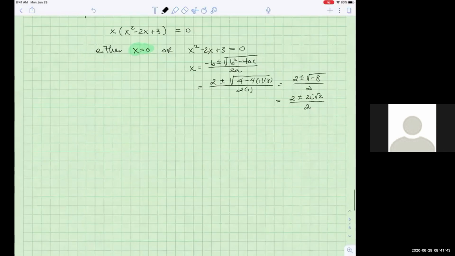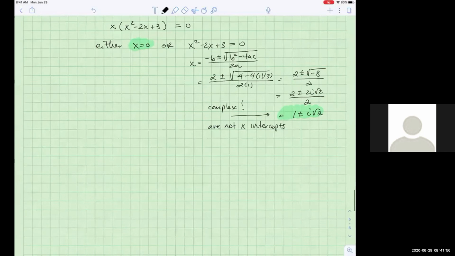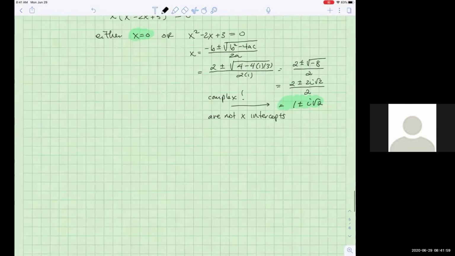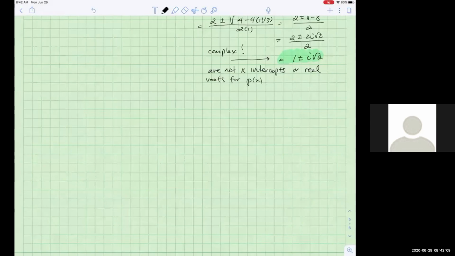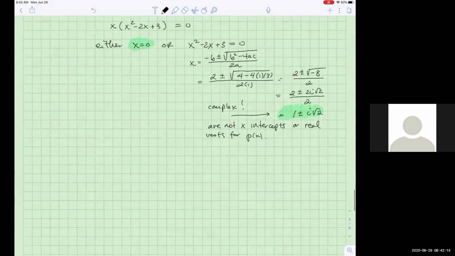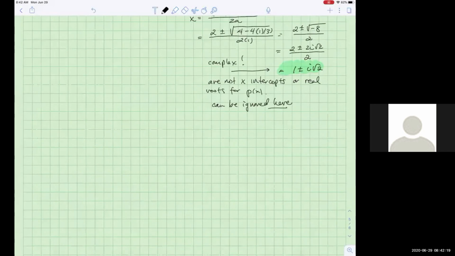So these are complex and are not x-intercepts or roots or real roots for P of x. And so in rational graphing problems, which is what we're doing, those can be ignored. These can be ignored here. Not in general, but in this problem, they can be ignored.